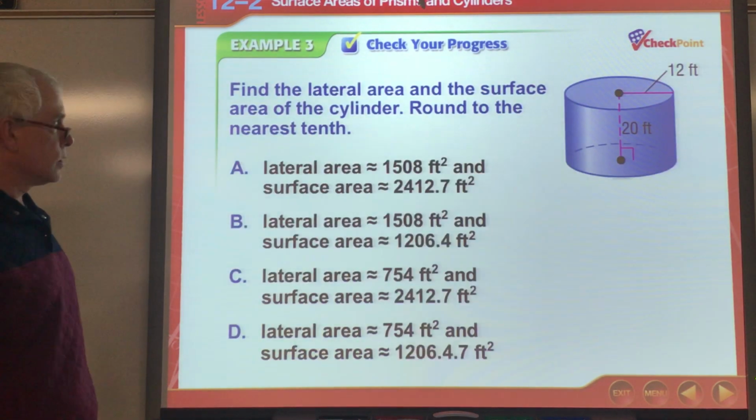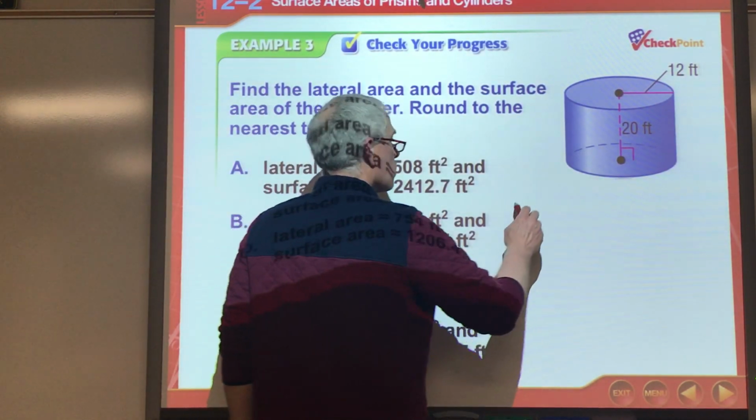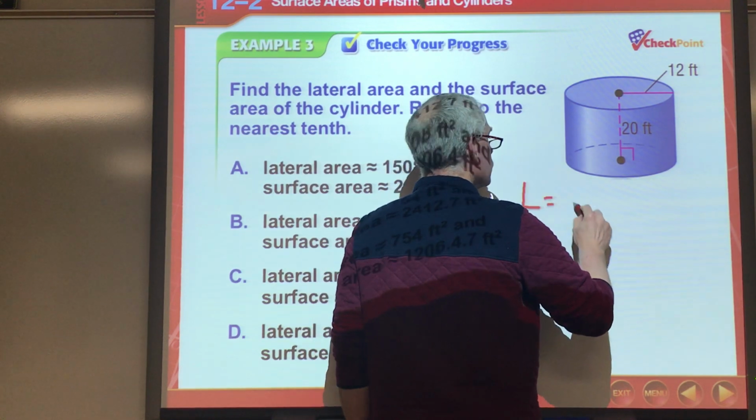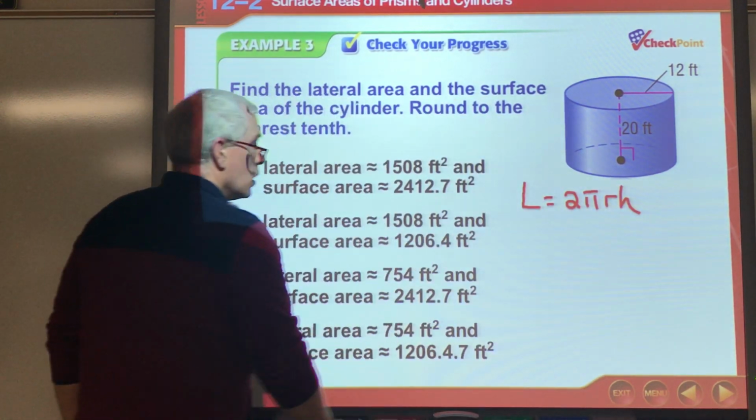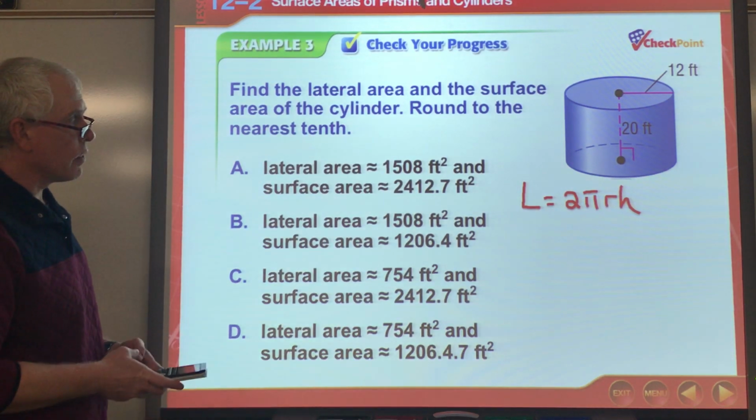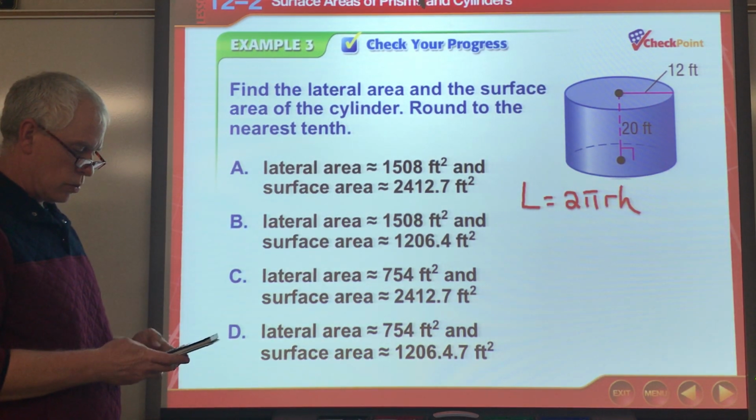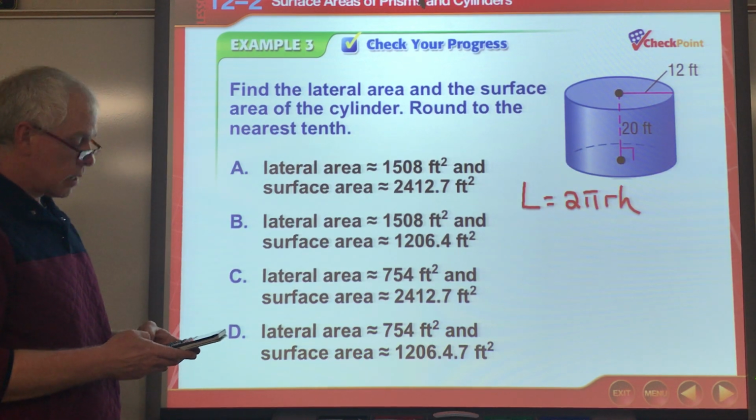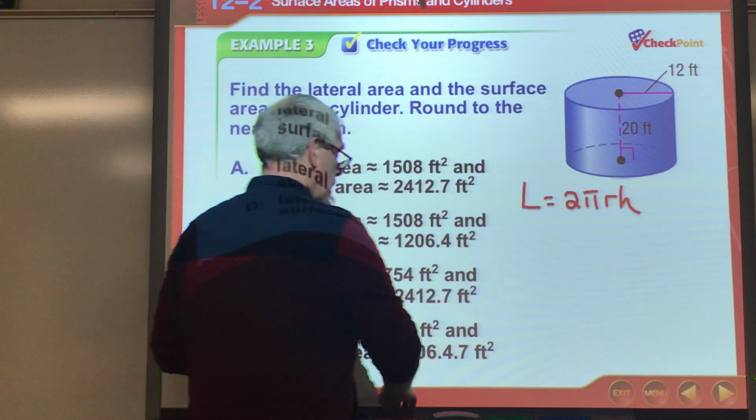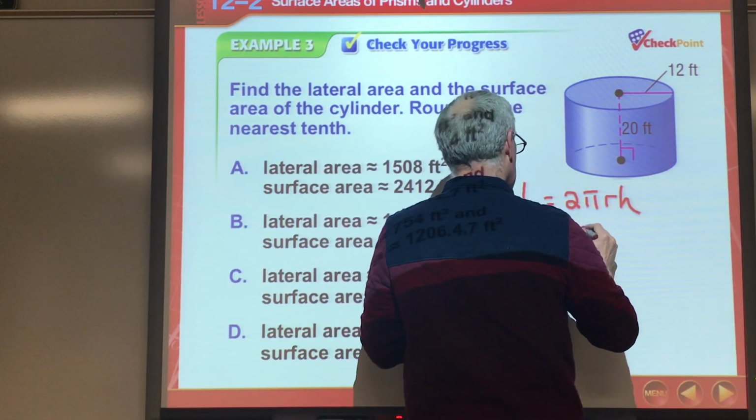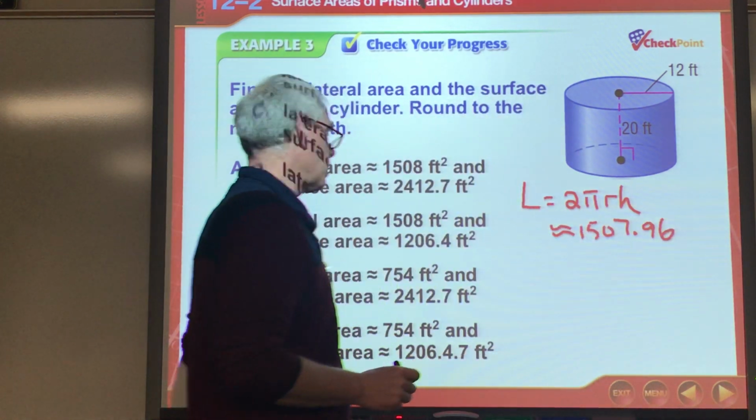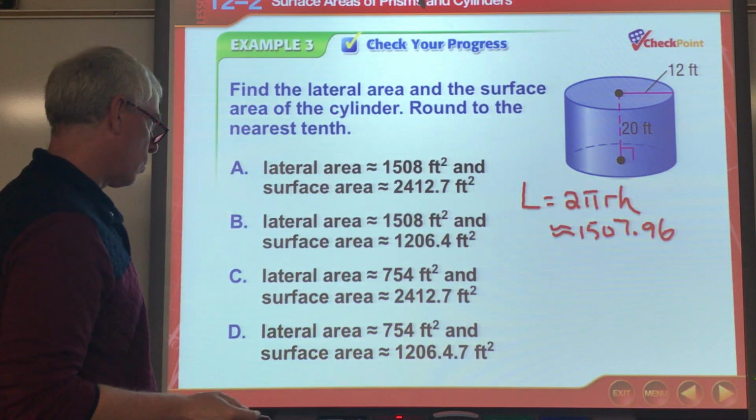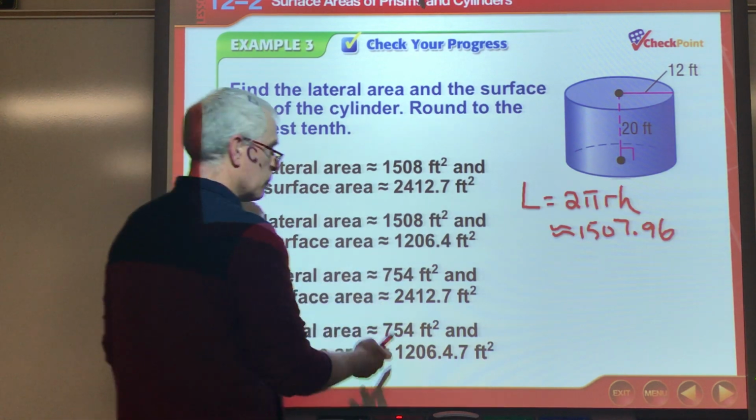Okay, so let's do one on our own here. Lateral is 2 pi r h. The radius there is 12 and the height is 20. So I'm just going to type these in: 2 times pi times 12 times 20. And I'm going to get about 1507.96. So that's going to be my lateral. Okay, 1508, I guess. So it looks like one of these top two.